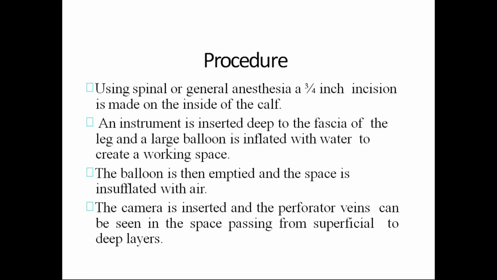So what is the procedure? Using spinal or general anesthesia, a 3/4 inch incision is made on the inside of the calf. An instrument is inserted deep to the fascia of the leg and a large balloon is inflated with water to create a working potential space. The balloon is then emptied and the space is insufflated with carbon dioxide or air. The camera is inserted and the perforator veins can be seen in the space passing from the superficial to the deep layers.